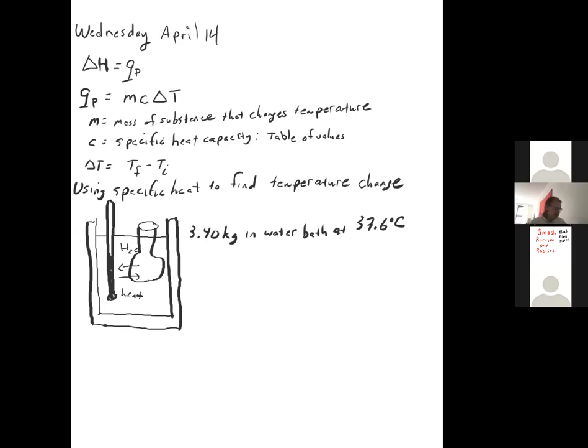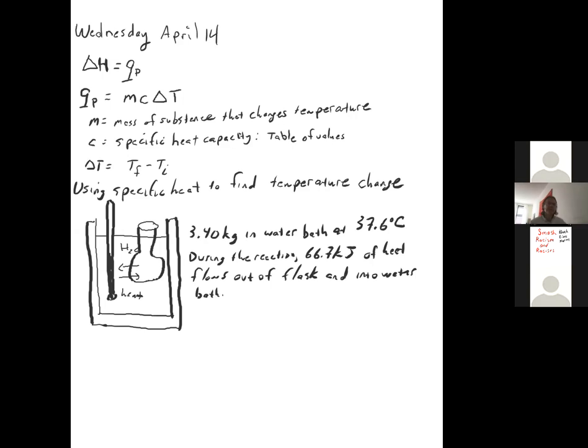Okay, so during the reaction, 66.7 kilojoules of heat flows out of the flask and into the water, into the bath. They actually say the bath, the water bath. So calculate the new temperature of the water bath.